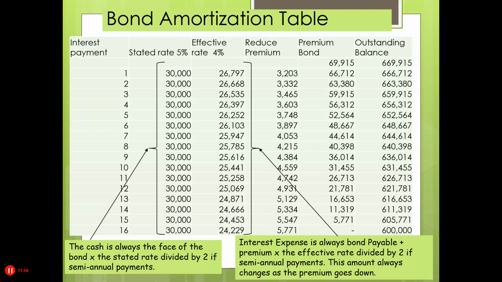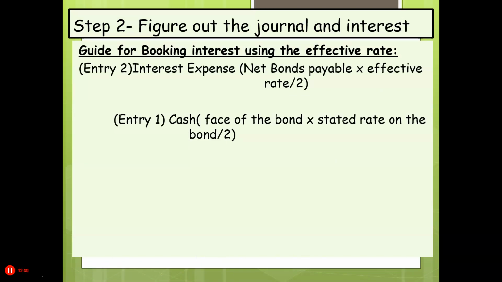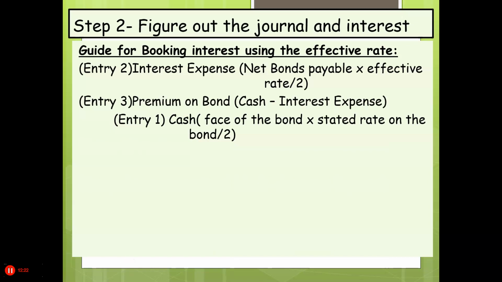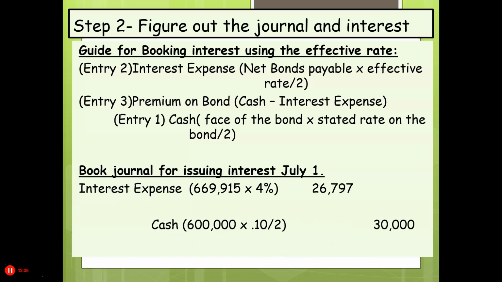So now let's look at what it looks like when we book the interest. Again, whenever you're doing the effective rate, you do the cash first, just like you do with straight line. The difference is your second entry is going to be interest expense, and the plug is going to be the debit or credit to premium or discount. In this case, we have premium, so we're going to debit it. So here's our actual journal entry. There's our cash, there's our interest expense, and there's our premium on bond.